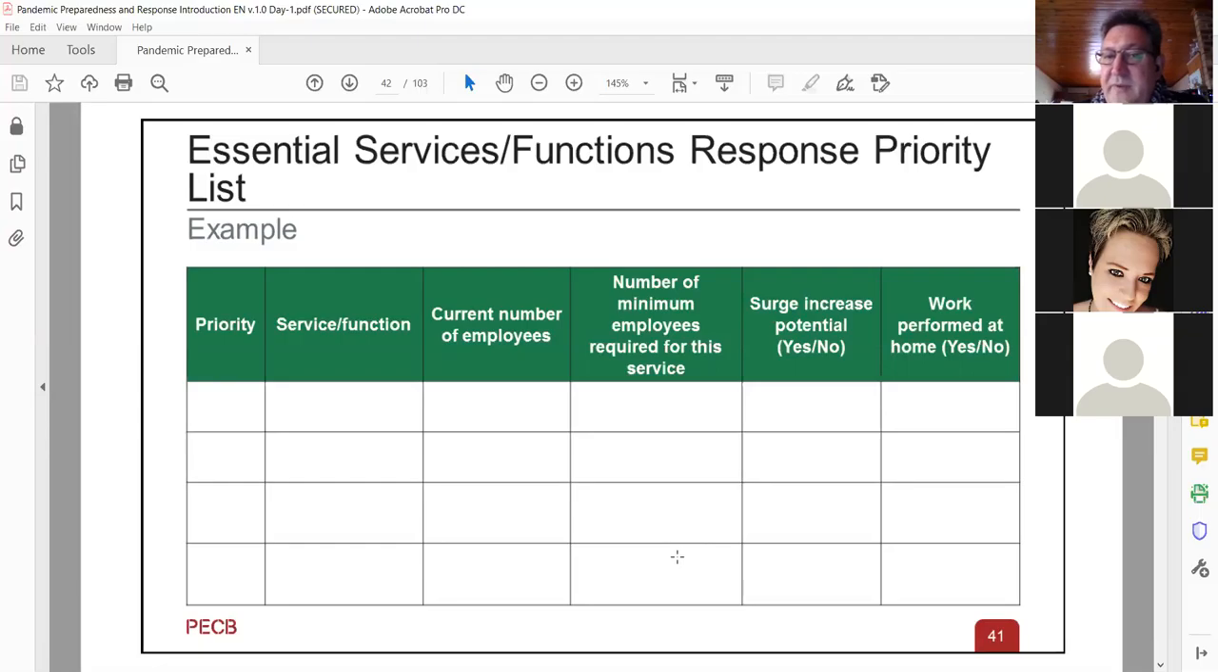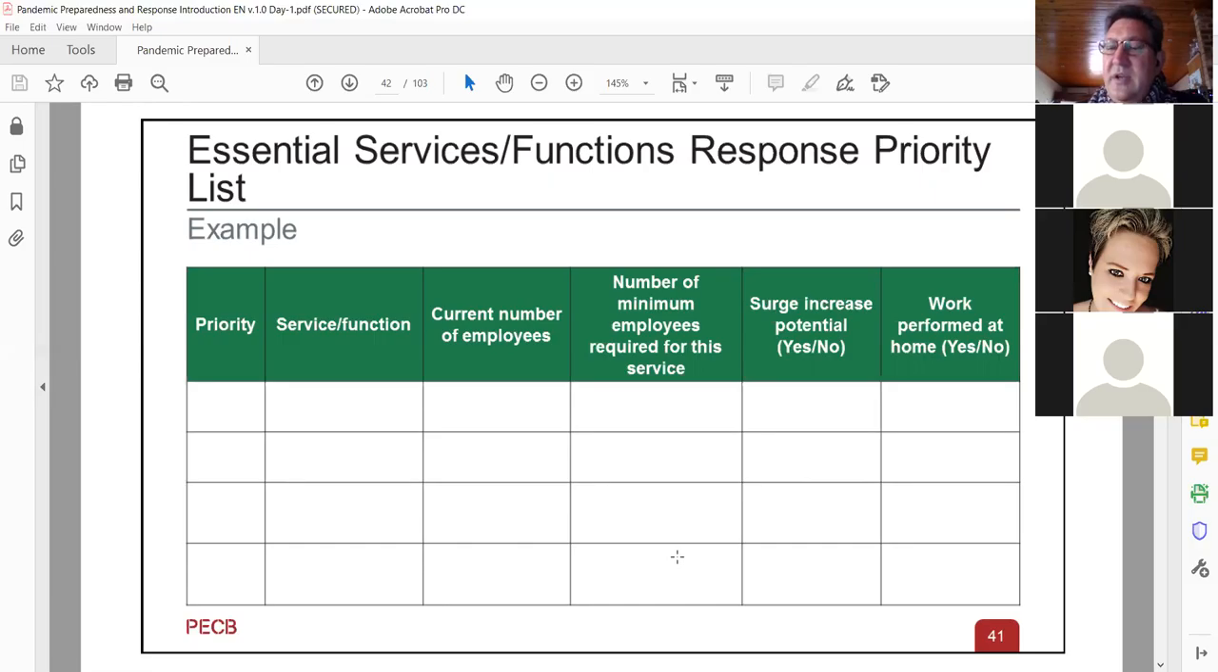So firstly, the priority. What is the priority? Secondly, what is your service and your functions? Thirdly, what is your current number of employees? Fourthly, what is the number of minimum employees required for the service? You see, immediately you are making decisions here about what is my critical employees for the critical function, for the critical output of the services or the products. And then what is your surge increase potential? Is it yes or no?